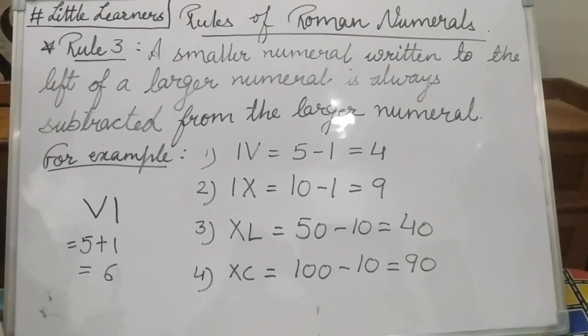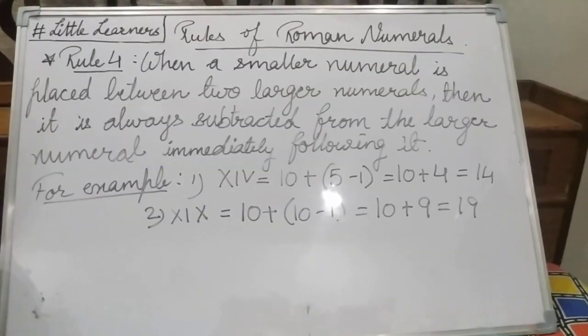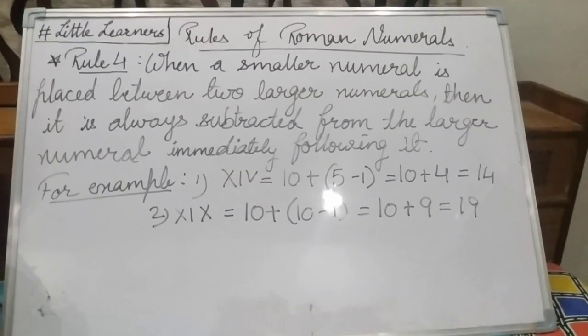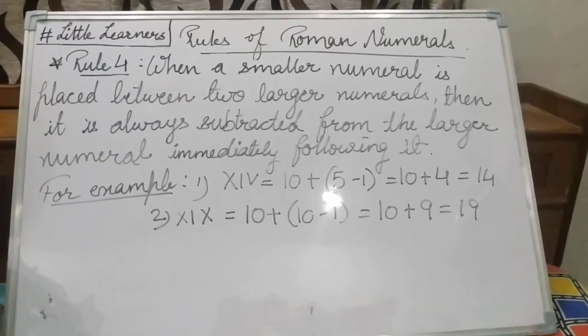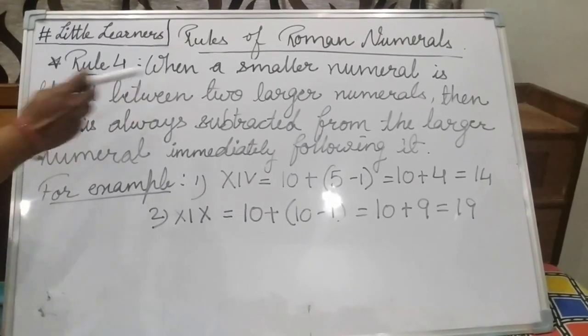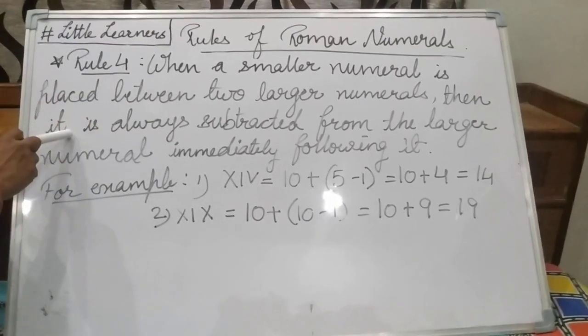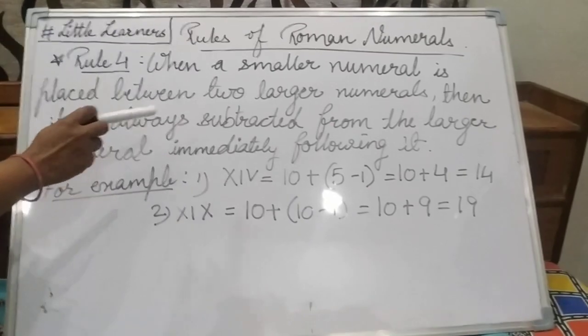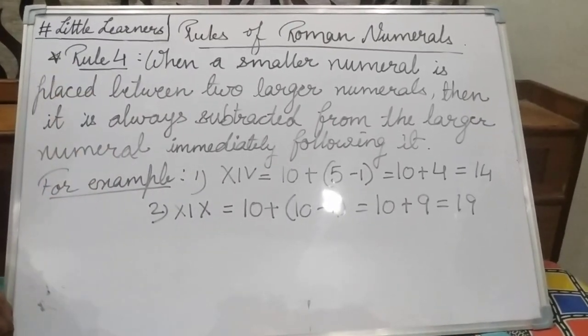Now I am going to explain to you the last rule of Roman numbers, that is rule number 4. Children, rule number 4 of Roman numbers is, when a smaller numeral is placed between two larger numerals, then it is always subtracted from the larger numeral immediately following it.